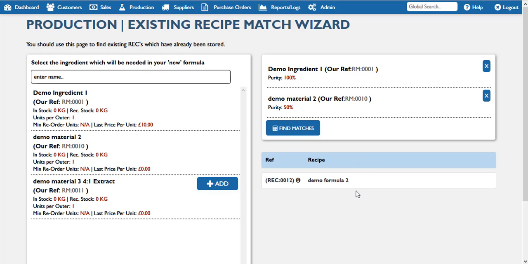Now it may not be that they only include these ingredients, they may have other ingredients, and it may also be that the milligrams used may not match the new formula you were planning to develop. However, it will show you matching formulas in so much as they have the same ingredients.